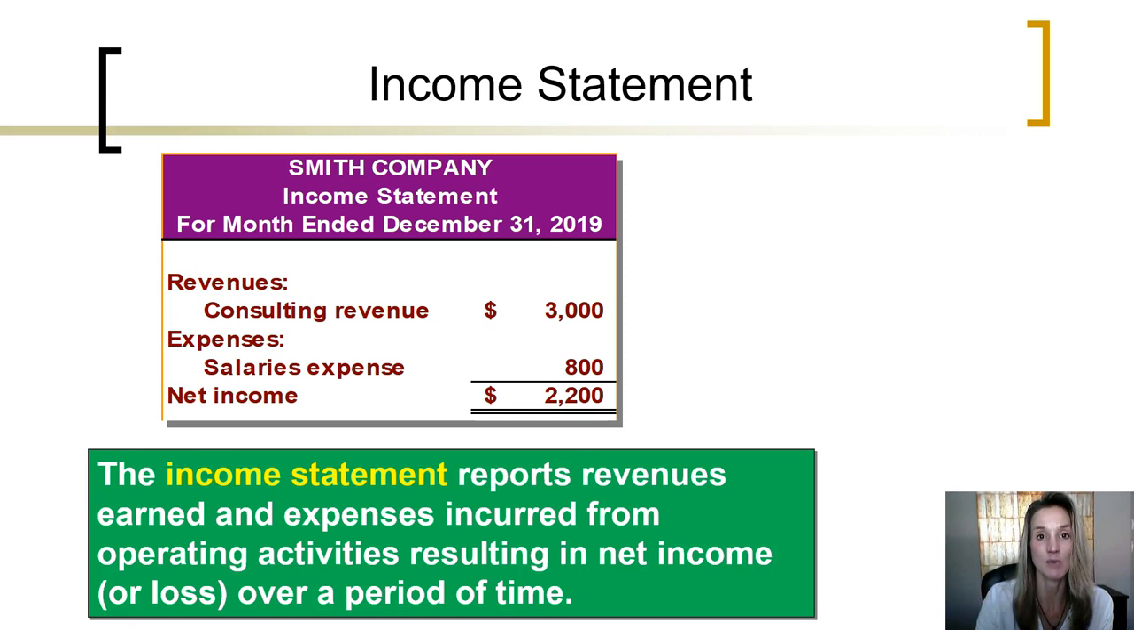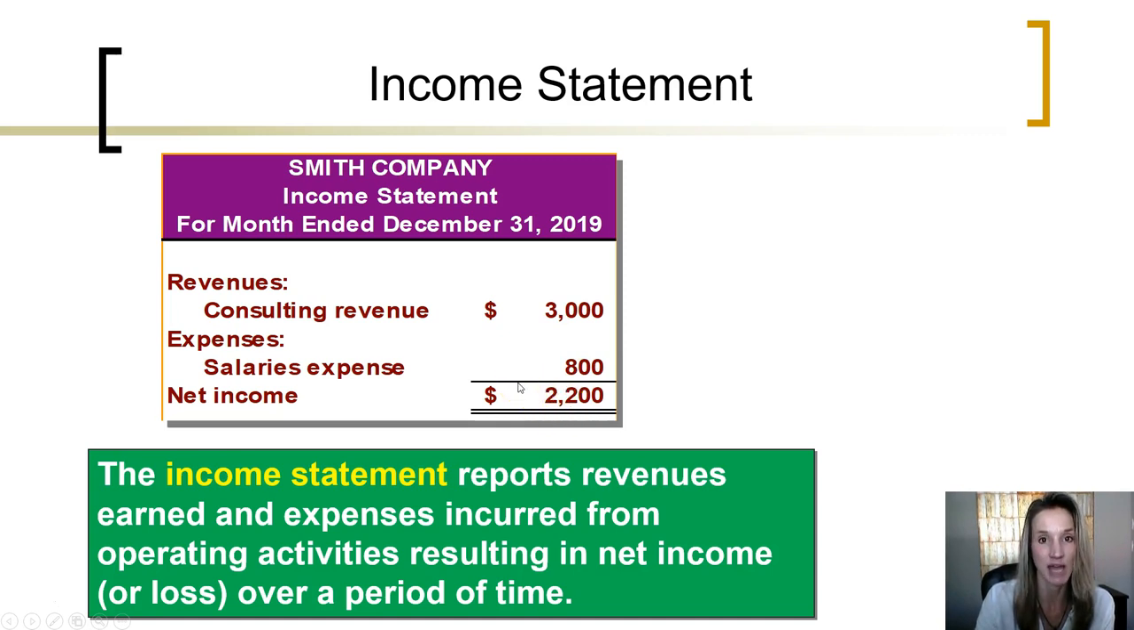The income statement will report a summary of revenues that were earned and expenses that were incurred over a period of time. So this particular income statement is reporting the revenues and expenses for the month ended December 31st of 2019. Total revenues recorded during the month were $3,000. Total expenses recorded were $800. Revenues minus expenses gives us the amount of net income.